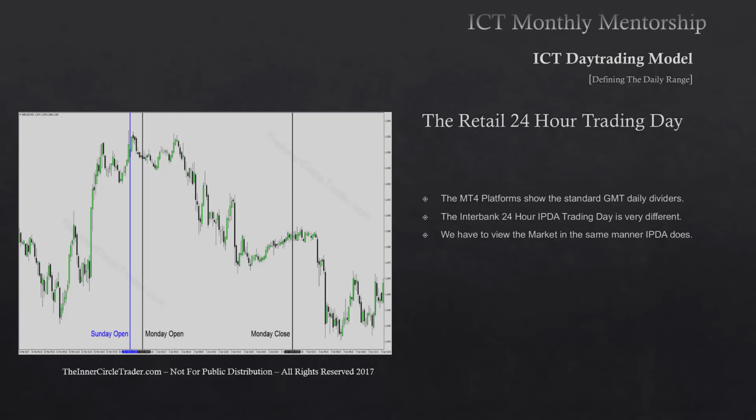So when we see these retail delineations, and folks have these on your charts, that's pretty much a classic telltale sign they have no idea what they're doing, and they'll frame the day based on these vertical lines. What we're going to show now is how an interbank trader views price in relative terms to time.